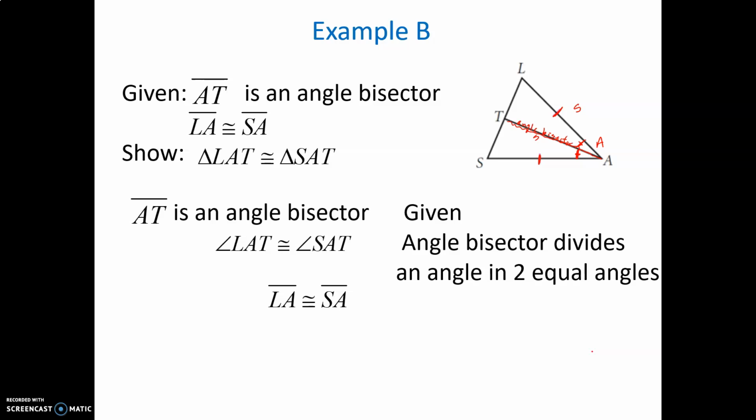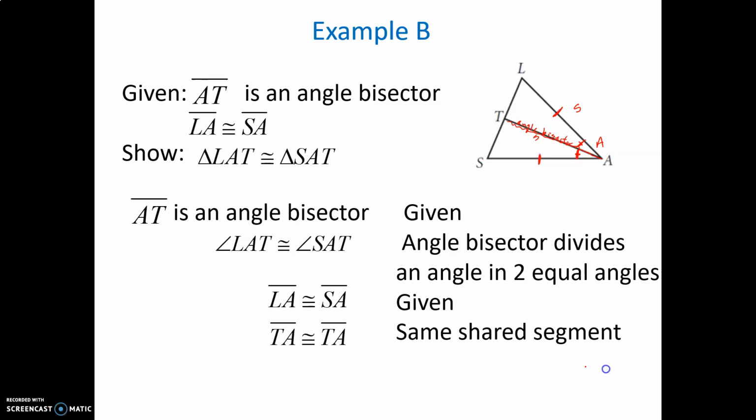Okay, then I go to my next given, LA equals SA, so that is given to me. It doesn't tell me anything extra at this point because I'm going to use the next fact, that TA is equal to TA because they are the same shared segment. So now I have two pairs of sides that are equal and an angle that is a pair that is equal in both triangles, and the angles between the two sides. So therefore, the two triangles are congruent by SAS.